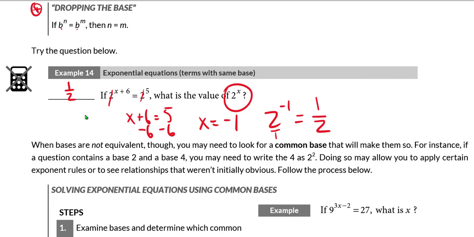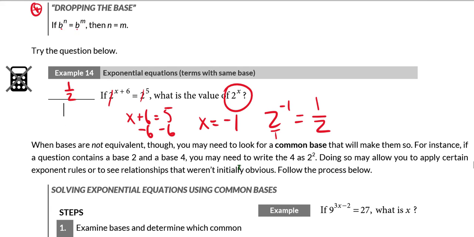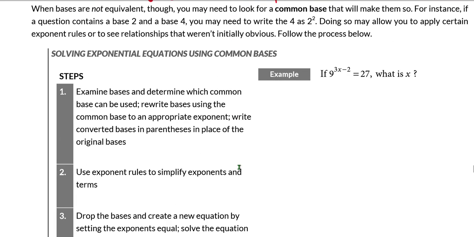Now, in terms of solving exponential equations using common bases, in example 14 obviously we had the same base on each side of the equal sign. Things were fairly self-explanatory there, but if we see that the bases are not equivalent, for instance, a base 2 and a base 4, you may need to take the 4 and write the 4 as 2 squared so that you now do have common bases. That's what we mean by common bases. It means making multiple terms have the same base by writing a certain term as some number to some power. You will see how this all works in these steps here.